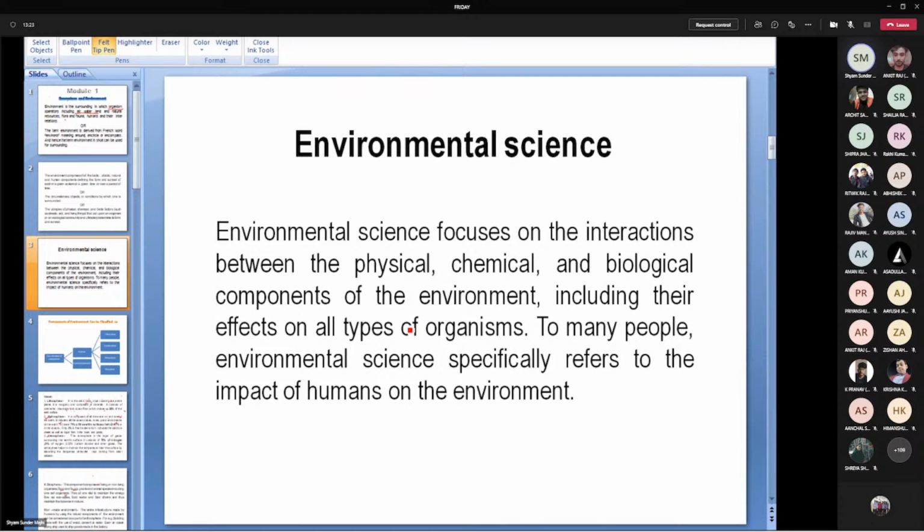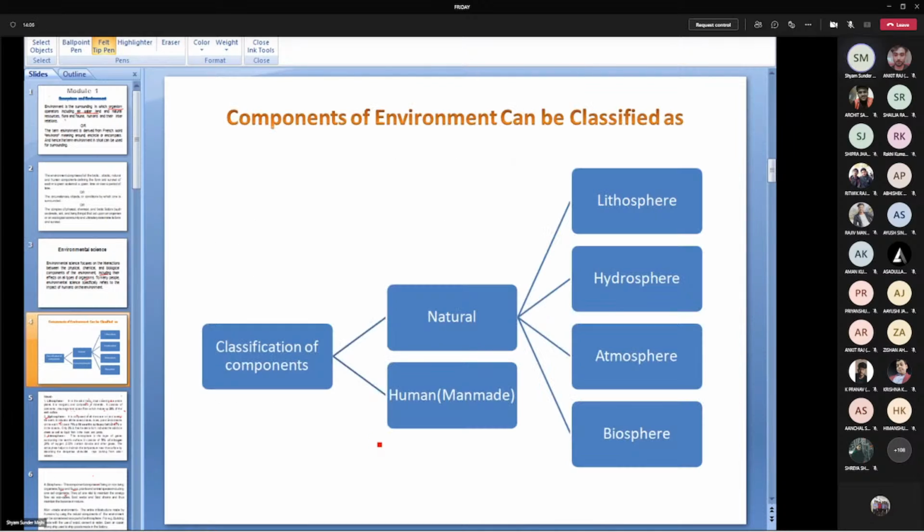Anyway, environmental science definition you can write from these topics. Environmental science focuses on the interaction between the physical, chemical and biological components of the environment, including their effects on all types of organisms. Many people say environmental science specifically refers to the effect of humans on the environment. This is how you can write the environmental science definition, and you can also write the differentiation between environment and environmental science. Now next, components of environment can be classified into basically two types: one is natural, another is human, or you can say man-made.